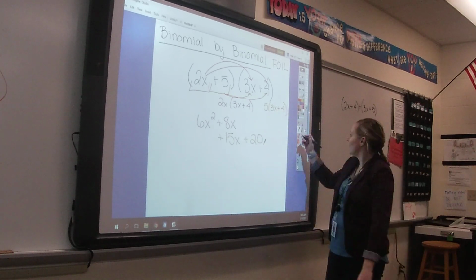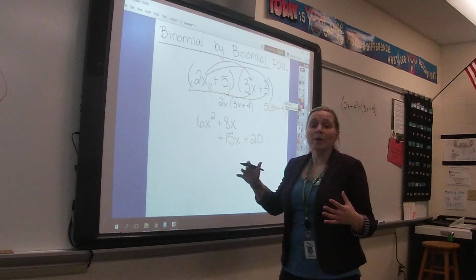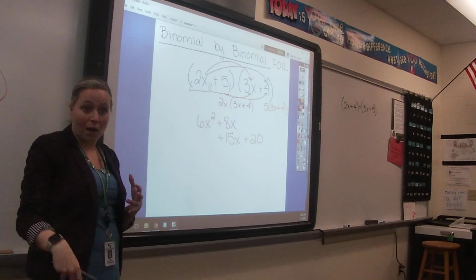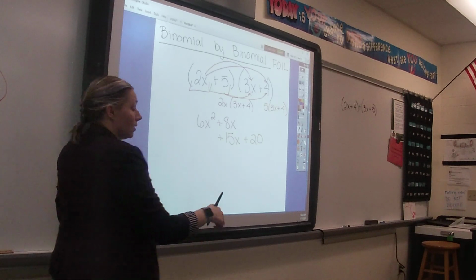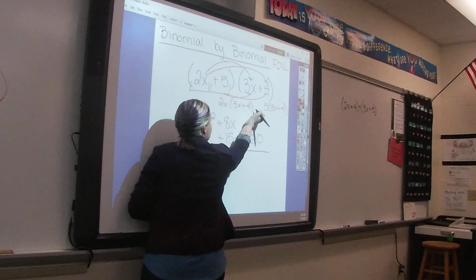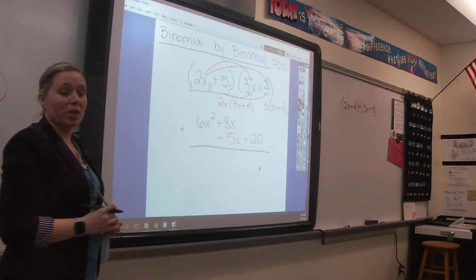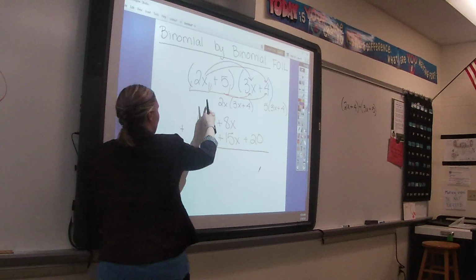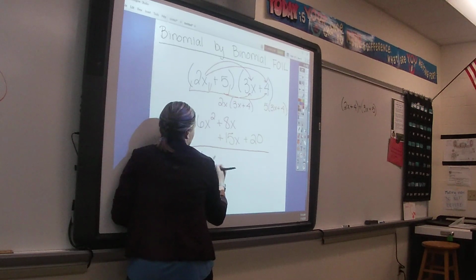So it'd be 6x squared plus. Once we have those two done, now we're going to go back to just combining like terms, which was our adding and subtracting polynomials. We are already having them stacked up, which is the way we liked to add. So 6x squared doesn't have anything to go with it, so that's just a 6x squared.